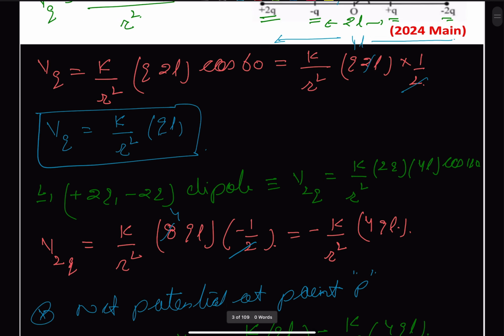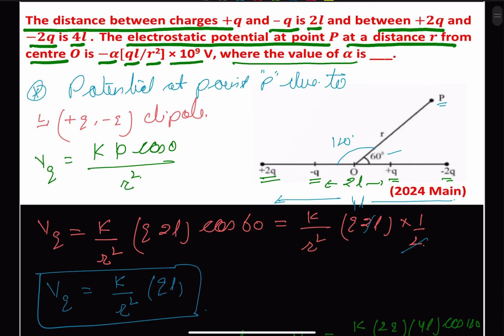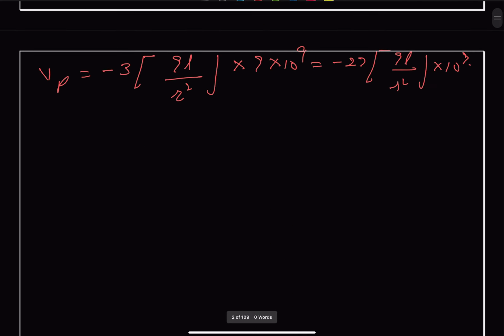And the standard equation that is given to us is minus alpha QL upon R square into 10 to the power 9. So we simply compare it with minus alpha. This is QL upon R square into 10 to the power 9. So we get the value of alpha is 27.